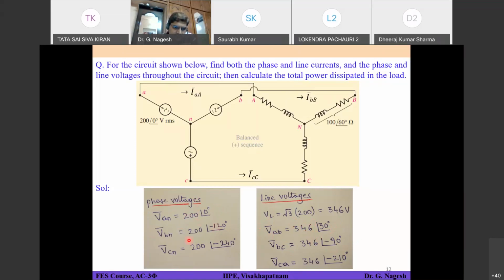Similarly, if this is your phase voltage, the line voltage VBC will be simply root 3 into 200, and you have to add plus 30 to minus 120. So minus 120 plus 30 will give you minus 90 degrees. Straight away you can write like this. If you have doubt, you can simply subtract 200 at an angle of 0 degrees minus 200 at an angle of minus 120. That means further subtraction you have to do. If you do that, you will get 346 at an angle of plus 30. So that is called line voltage.